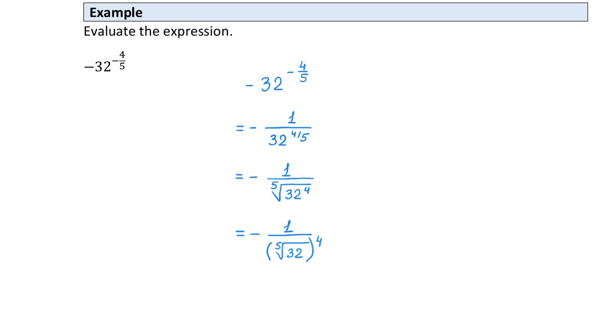Now we know that the fifth root of 32 equals 2, so now we have negative 1 over 2 to the power of 4, which will be equal to negative 1 over 16. And that is because 2 to the power of 4 equals 16.